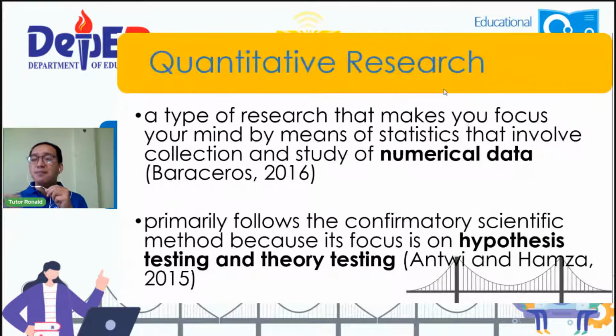And these numerical data are analyzed by the researcher by means of statistics, no? By means of statistical treatment and tools. In 2015, Antwi and Hamza said quantitative research primarily follows the confirmatory scientific method because its focus is on hypothesis testing and theory testing. So, quantitative research also follows scientific method because it focuses on hypothesis testing and theory testing. So, tinetest po ang hypothesis sa isang research gaya ng quantitative research, hypothesis and theory.